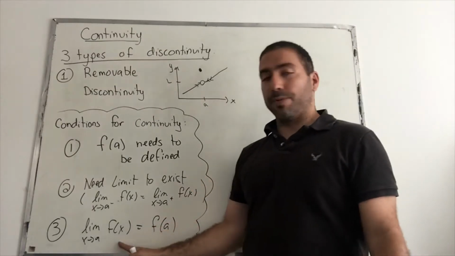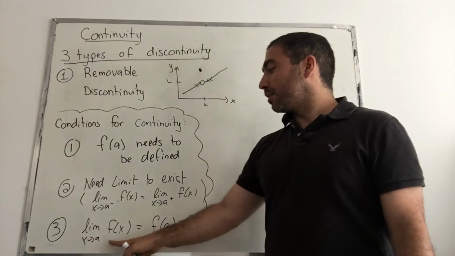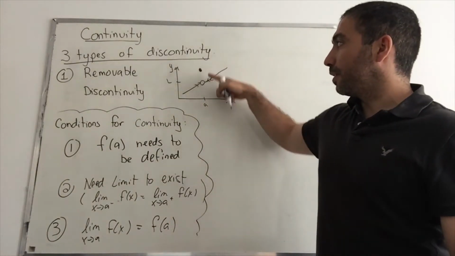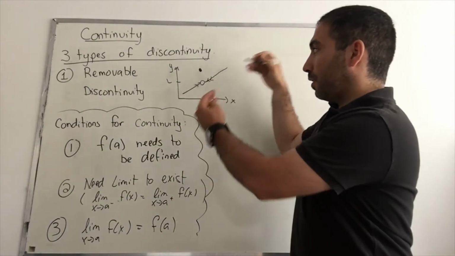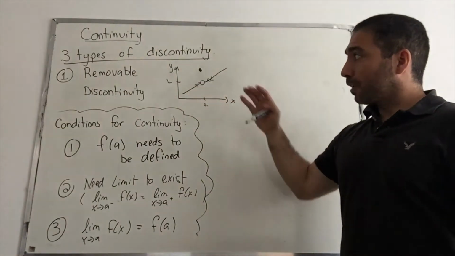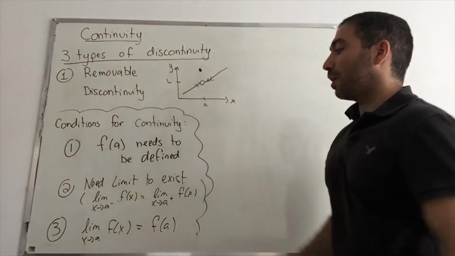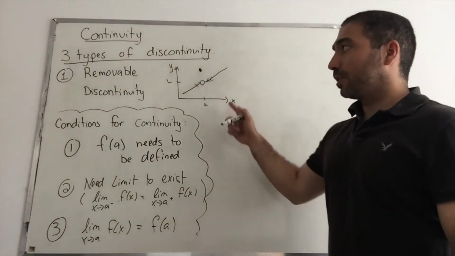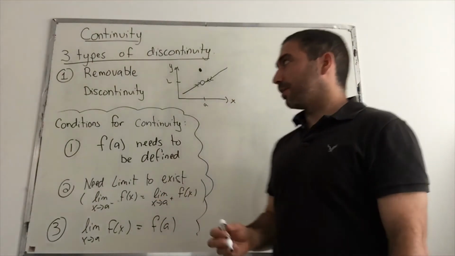But notice that condition 3 failed because the limit does not equal where the point is defined. So the point is defined up here, the function converges towards L, so as x approaches a, condition 3 is not satisfied for continuity. So this would be an example of removable discontinuity.